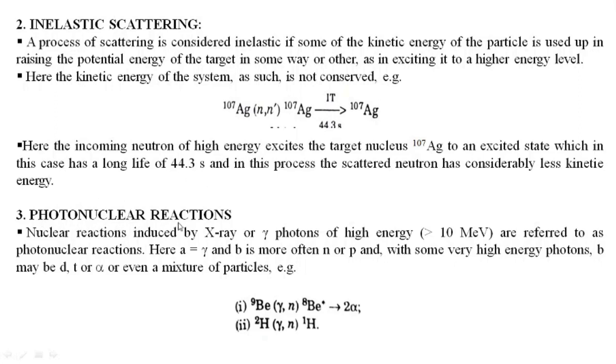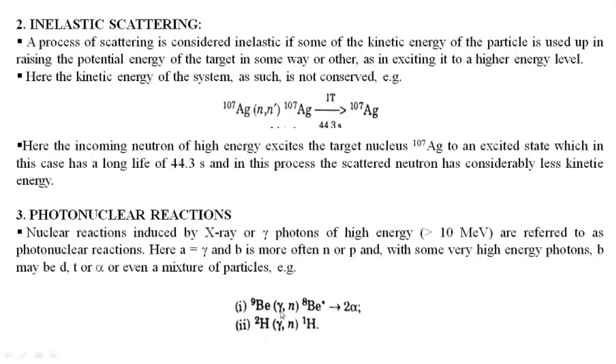The third type of nuclear reactions are photonuclear reactions. Nuclear reactions induced by X-rays or gamma photons of high energy, greater than 10 million electron volts, are referred to as photonuclear reactions. Here the projectile is a gamma photon and the ejectile is more often a neutron or proton. With some very high energy photons, the ejectile may be deuterium, tritium or alpha, or even mixtures of these particles.